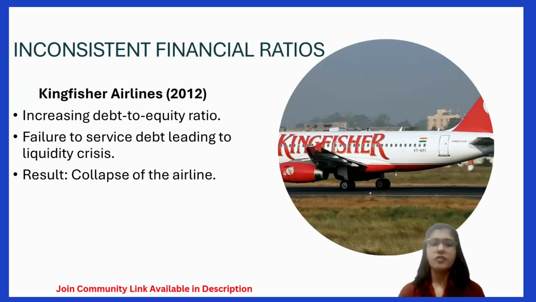Next, we will discuss another major example, that was Kingfisher Airlines. It resulted in a rapidly increasing debt to equity ratio due to mounting debt and poor financial management. It also led to liquidity issues, and eventually the company had to collapse. The inconsistent financial ratios were a clear indicator of the company's financial trouble. Therefore, it was really important to monitor financial ratios over time, and they can be really helpful in identifying companies at risk of financial distress.